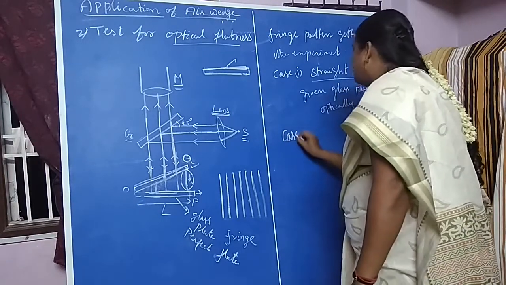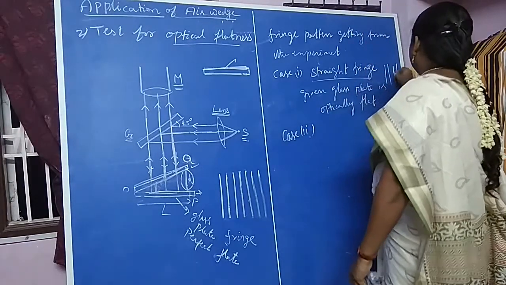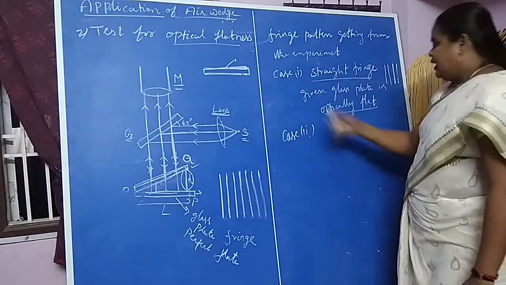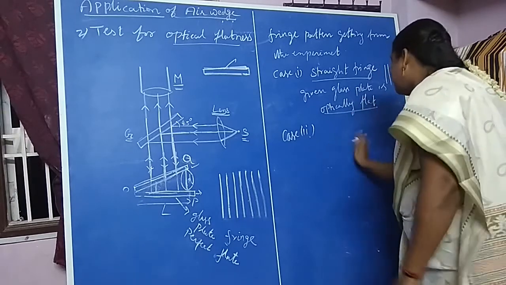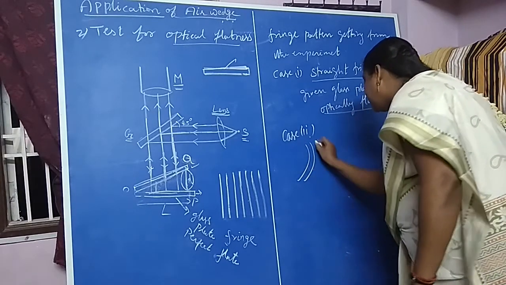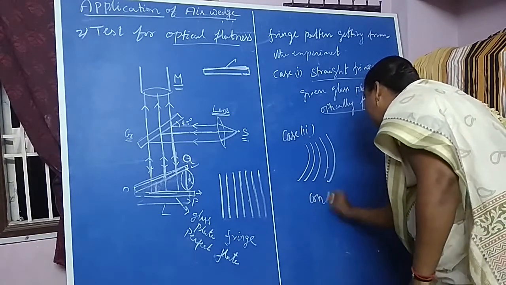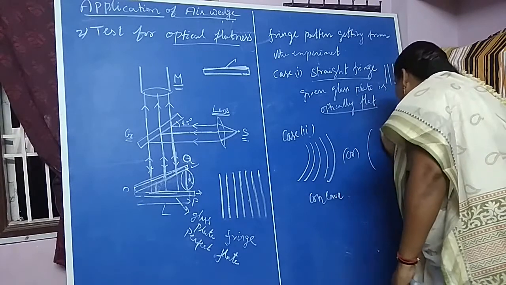Whereas in case 2, we will get a curved fringe. Instead of a straight fringe, we will get a curved fringe like this, that is, concave or convex.